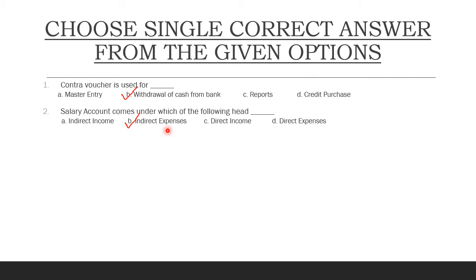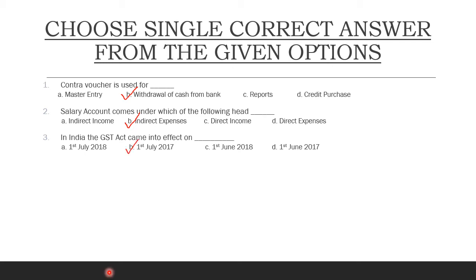Okay, then next question. In India, the GST Act came into effect on dash. Yes, we have seen this question earlier also. So it is 1st July 2017. So what is the answer? Answer is 1st July 2017. Right? Then next question.